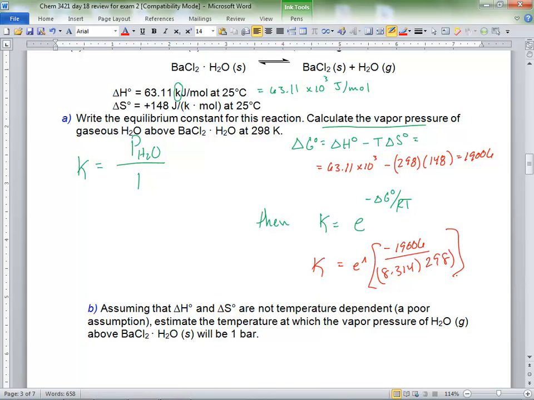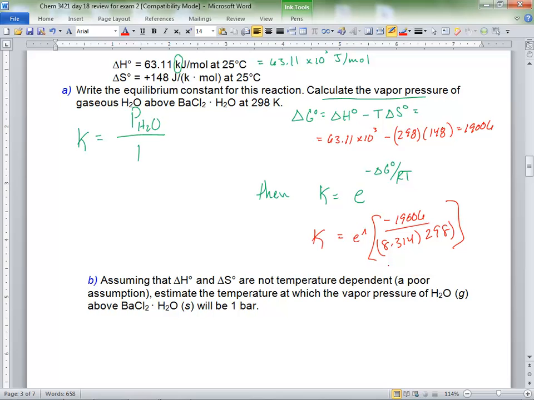So let's see if I did this right. I got 4.66 times 10 to the negative 4 for K. Hopefully somebody gets that. So it's the vapor pressure in units of bars. Bars. Yeah, by convention. He's got a good memory.